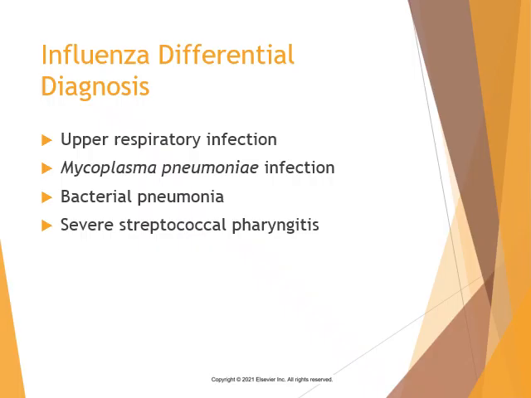Some of the differentials, keep in mind, upper respiratory infections will present with similar symptoms. Mycoplasma pneumoniae infections, bacterial pneumonia, and severe strep pharyngitis. Somebody with a severe strep throat may actually appear looking like influenza.